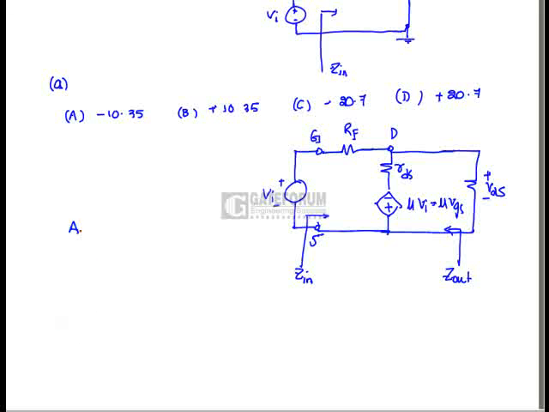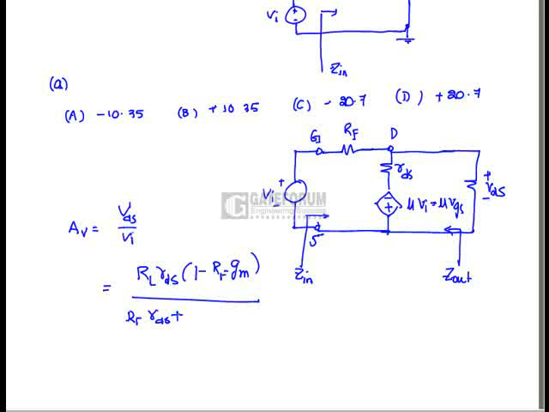Now the voltage gain AV equals VDS by Vi, which equals RL RDS (1 minus RF GM) divided by RF RDS plus RL RDS plus RL RF. If we substitute the data given in the problem, we will get minus 10.35, which is option A is true.